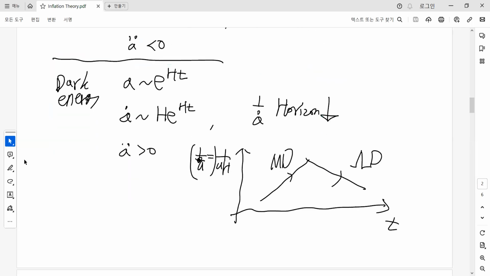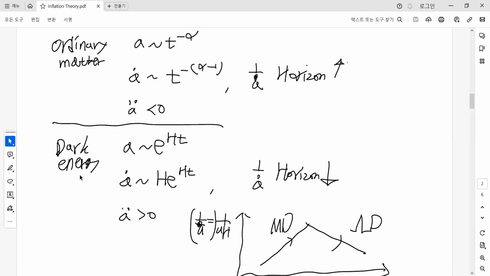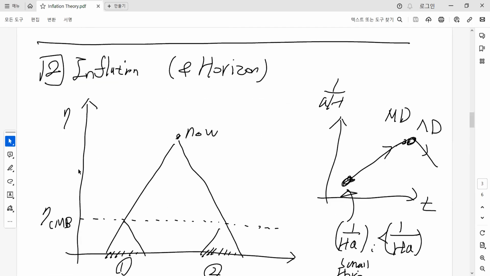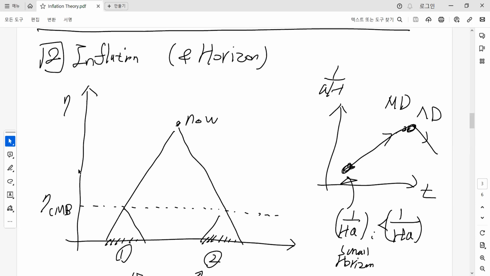We can plot the horizon size evolution as a function of time. In the matter-dominated case, the horizon size increases, but in the dark energy dominated case, the horizon size decreases because the universe expands so rapidly. If we use these ordinary matter and dark energy dominated eras, then some problems appear.